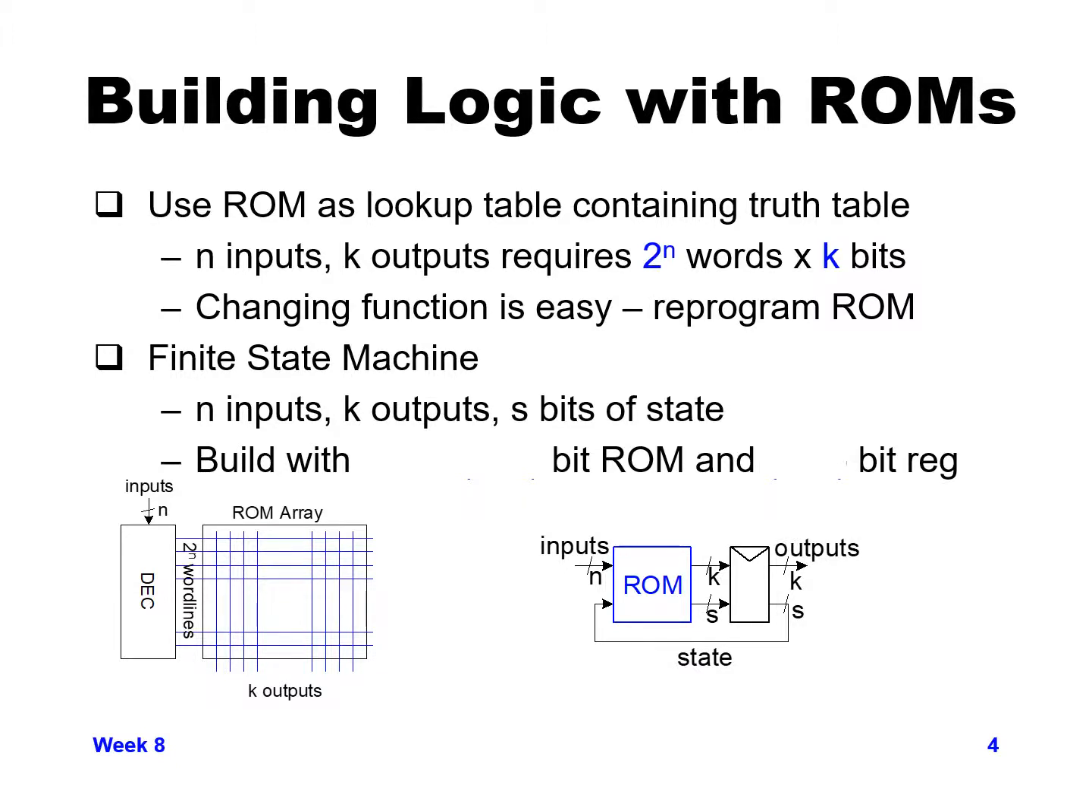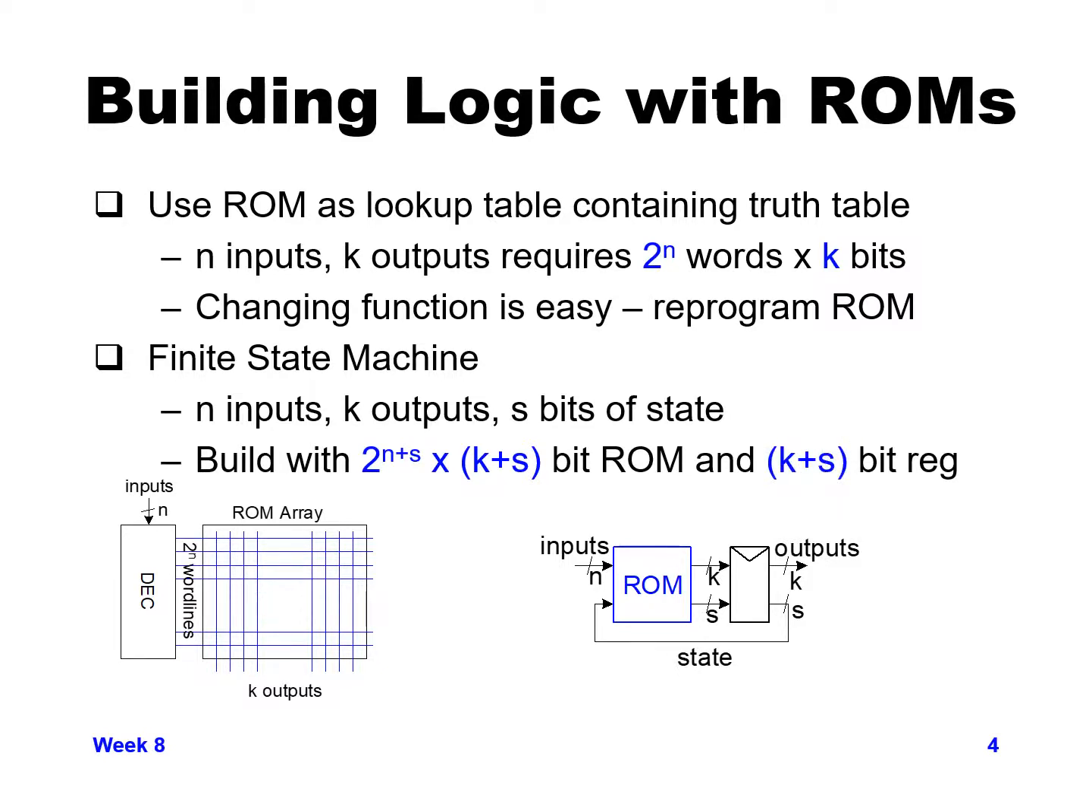If we have a finite state machine with n inputs and k outputs, but we also need s state bits, we'll need a state going into the ROM and a state coming out of the ROM. If we want to build that type of structure, the number of word lines would be 2 to the n plus s, because the number of state bits needs to be added at the input. And the number of bits coming out needs to be k plus s, because we need the k outputs and we need the s state bits coming out as well.